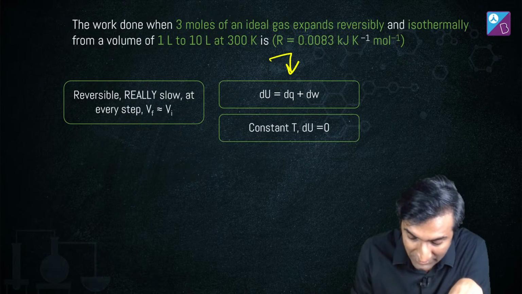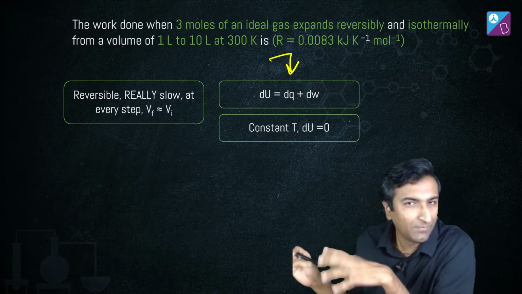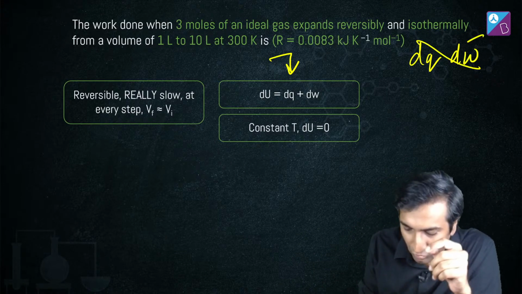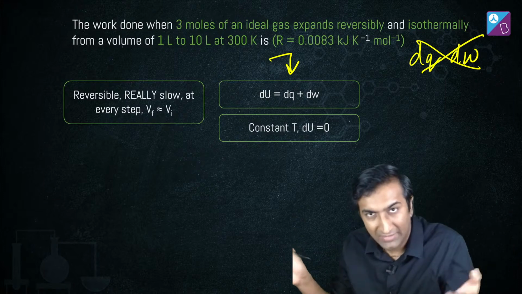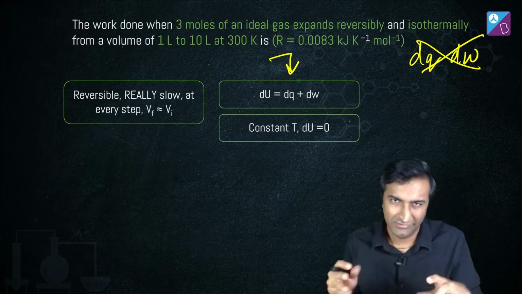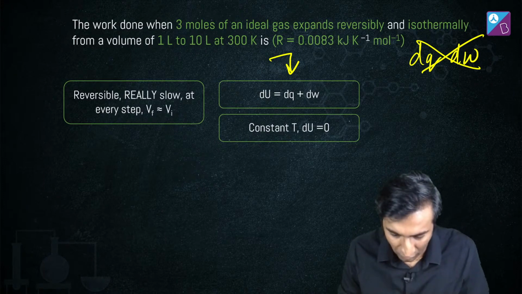So I can write the expression down as dU equal to dq plus dw. And I know that in standard books, they never write dq and dw, right? This is not correct. I'll be very straight with you. You don't write dq and dw. It has no meaning. But bear with me. Just for the purpose of this derivation, I've written it like this.